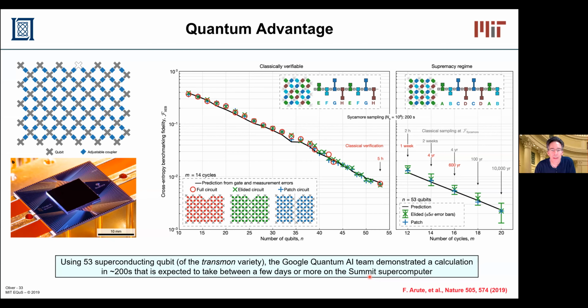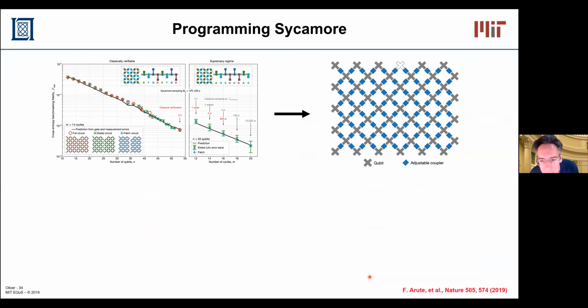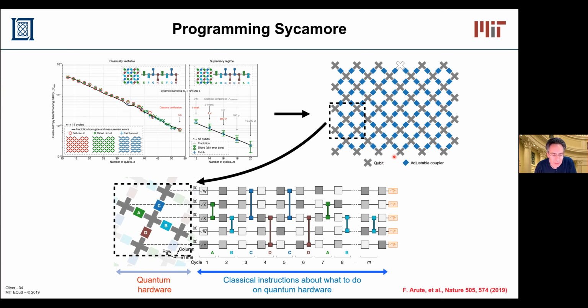Okay. Now, you could ask, and I'll talk in a minute about programming Sycamore. How do you do this, right? What you see here are qubits in gray and these tunable couplers which turn on and off the neighboring two-qubit coupling. And so you can zoom in here and look at this on the left. You have a qubit here, and then you have couplers A, B, C, and D. And this is what we're going to call quantum hardware. These are the physical qubits and tunable couplers that they use.